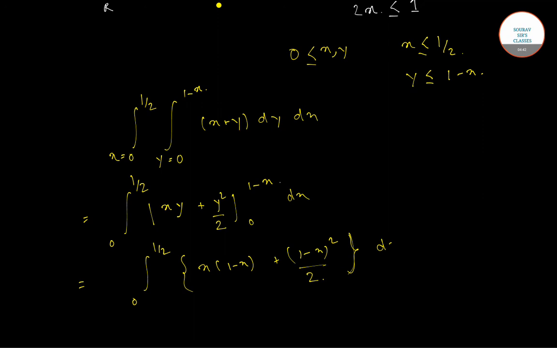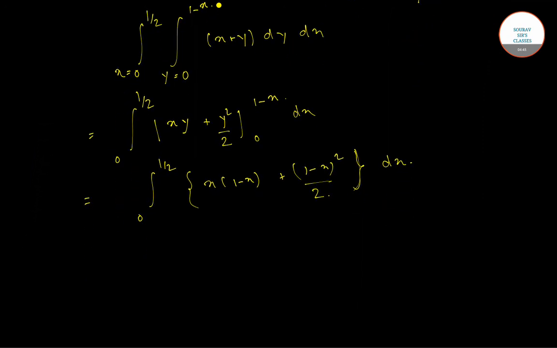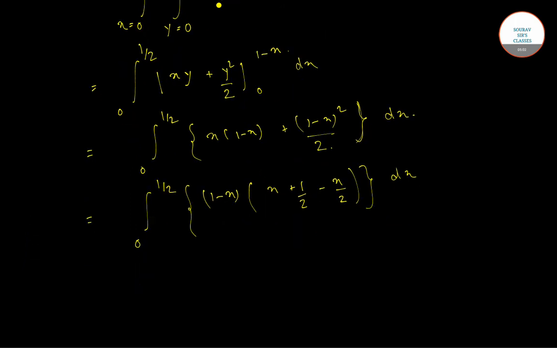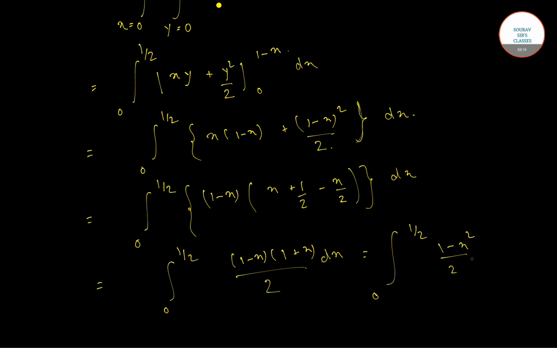Now this part can be rewritten as integration 0 to half, taking 1 minus x as common, we would have x plus 1 by 2 minus x by 2 into dx. So this is equal to integration 0 to 1 by 2 of 1 minus x into 1 plus x divided by 2 into dx, which is equal to integration 0 to half 1 minus x square divided by 2 into dx.